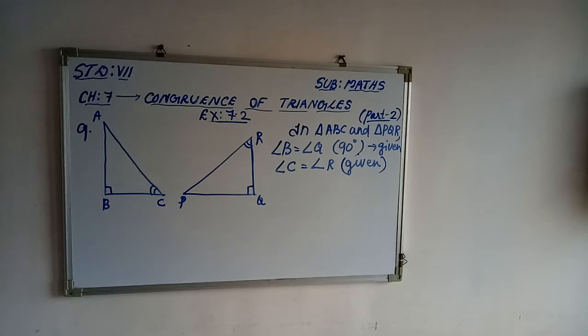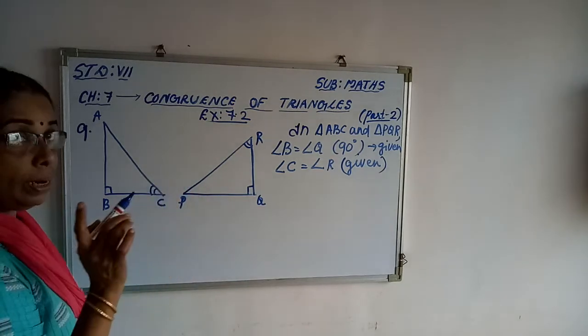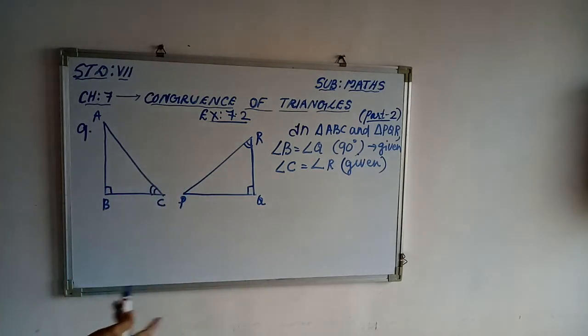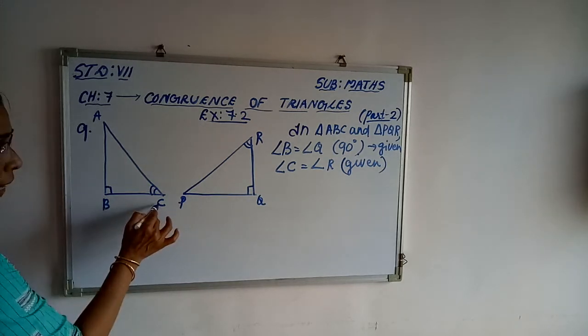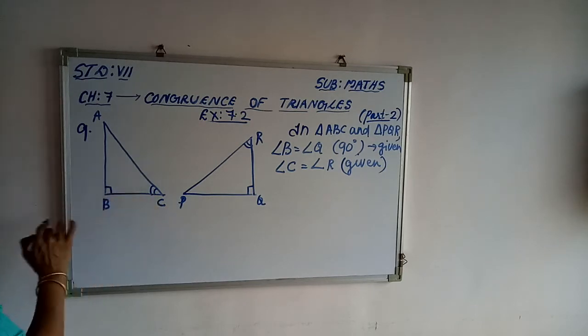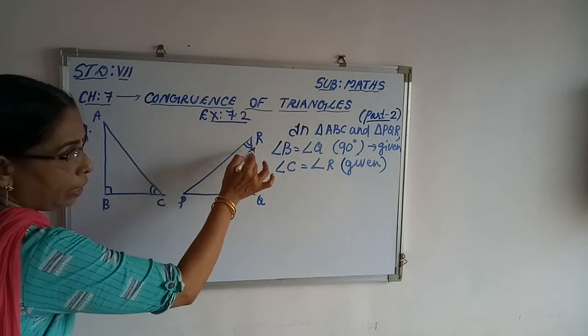Now, if triangle ABC and triangle PQR are to be congruent, then the included side between the two angles also must be equal, isn't it? So the included side also must be equal. So which is the included side there? First one, which is the included side between angle B and angle C? It is BC, and here it is QR.